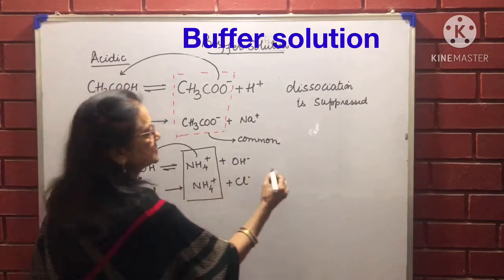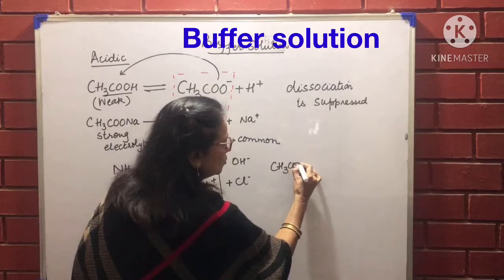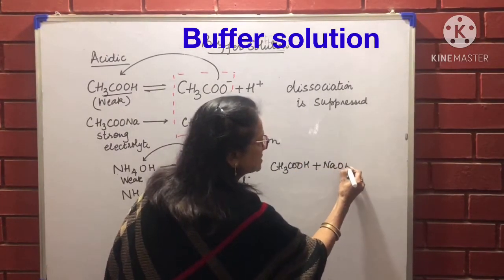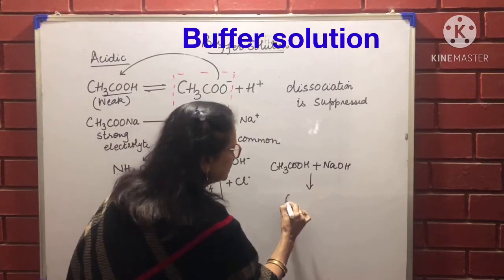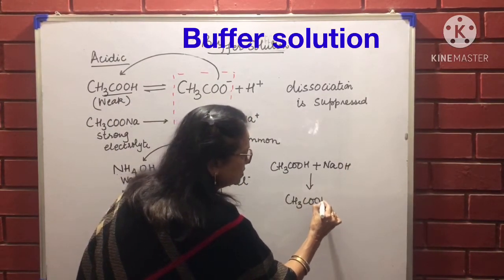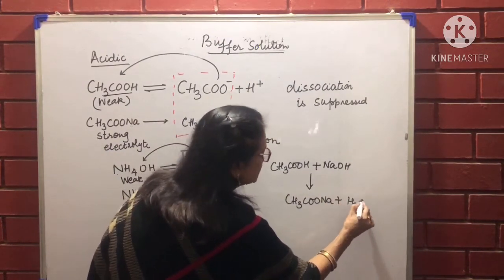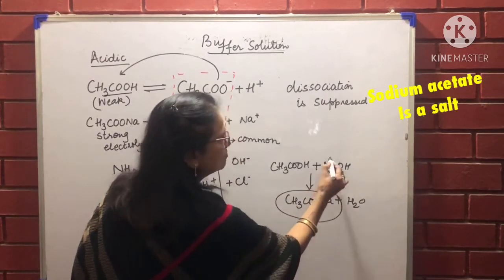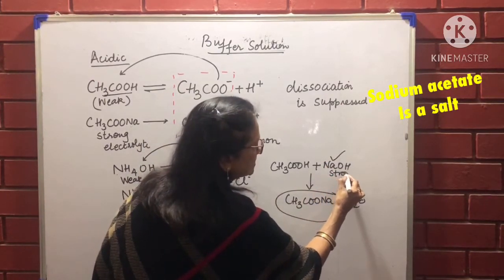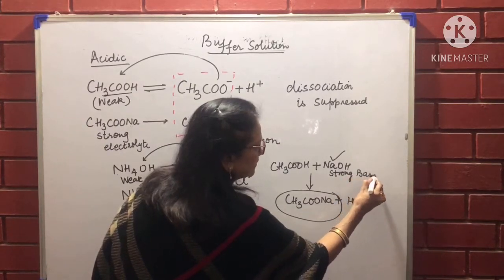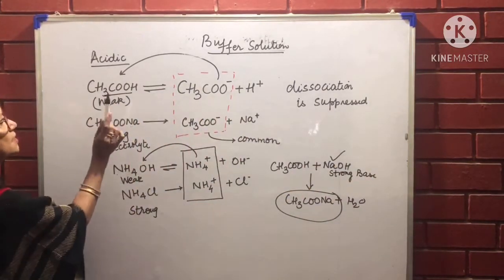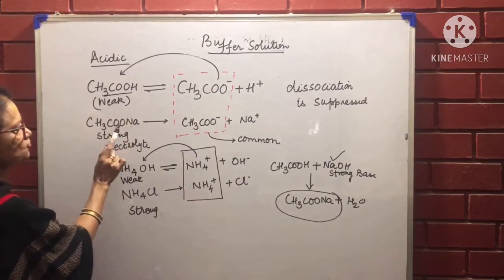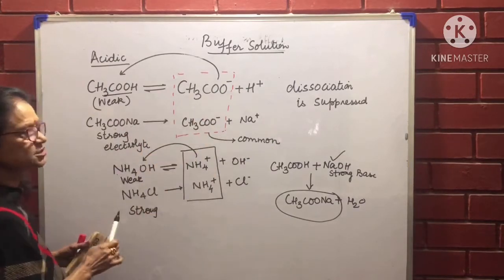What it means is that CH3COOH is a weak acid. If I react it with a strong base, which is NaOH, I will get CH3COONa plus water, which is acid plus base gives salt and water. So this is a salt made from a strong base. So what we are taking here is a weak acid mixed with a salt of a strong base. Then again same effect will take place.